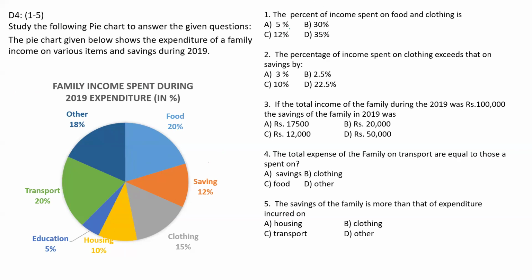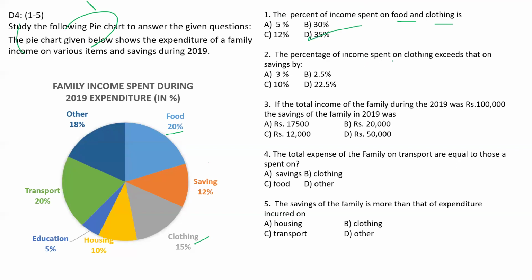In the first question, what is the percentage of income spent on food and clothing they are asking? So food is 20 and clothing is 15. So directly, 20 plus 15, 35%.